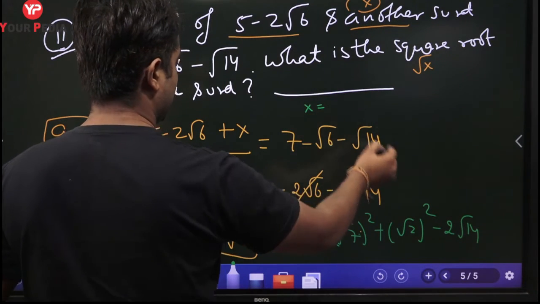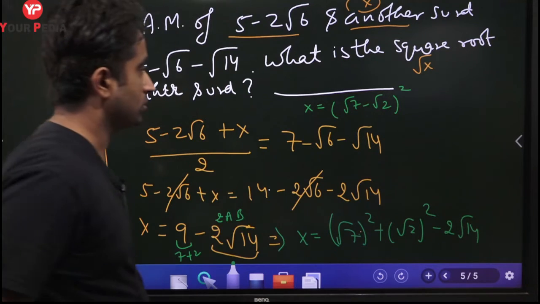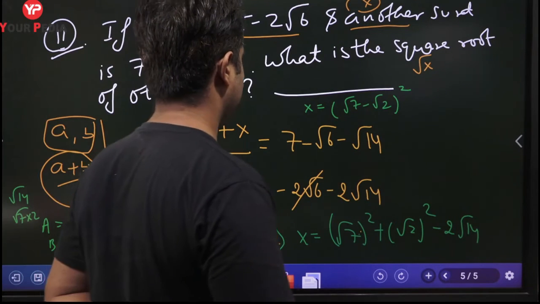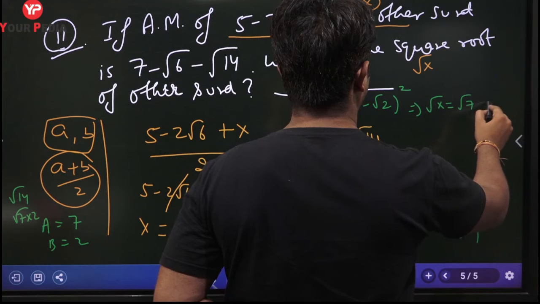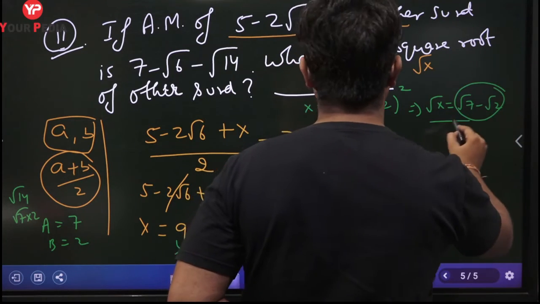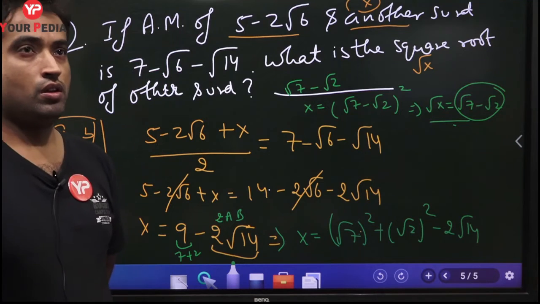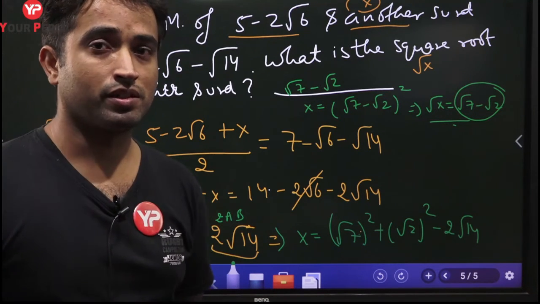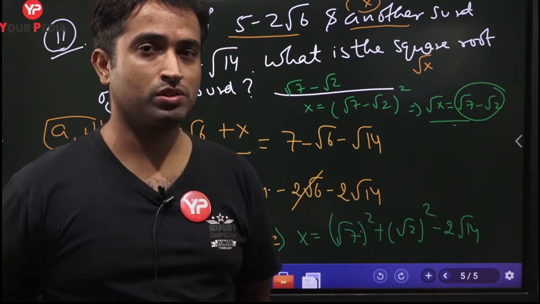So X would be (root 7 minus root 2) whole square. So the answer, under root X, would be root 7 minus root 2. Square root also found, and the arithmetic mean also worked out. So in one question, two things: arithmetic mean and how to take the square root.